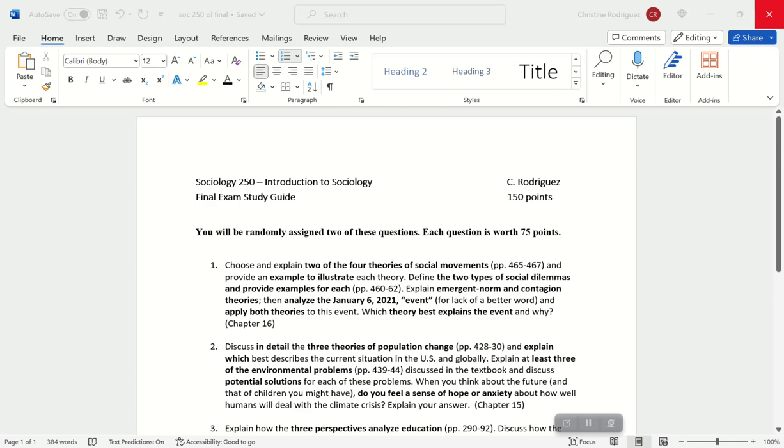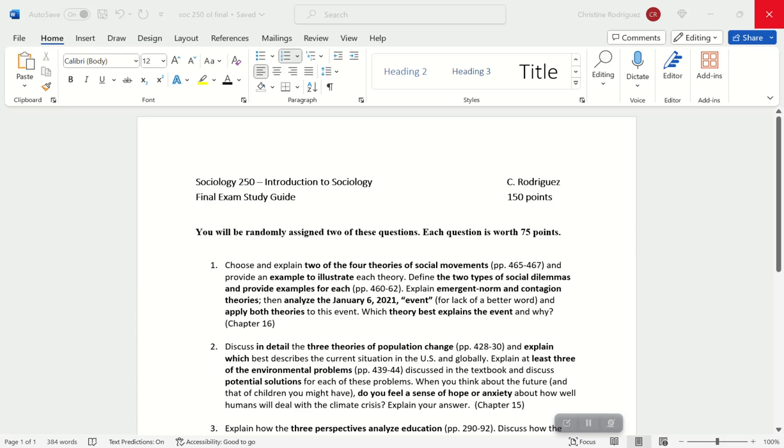All right, this is the last overview of a study guide. The final exam has 4 questions from the last 4 chapters you covered. The first question is from chapter 16. Choose and explain 2 of the 4 theories of social movements and provide an example to illustrate each theory.